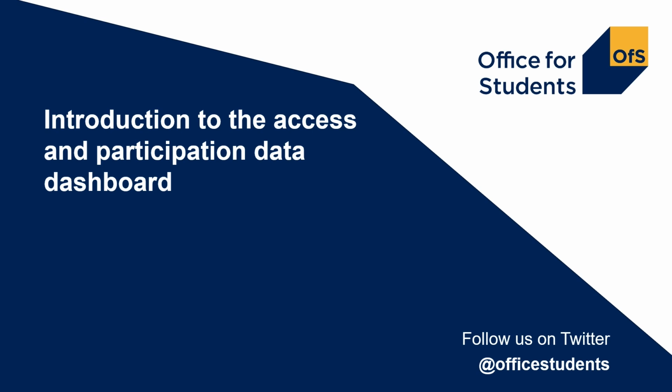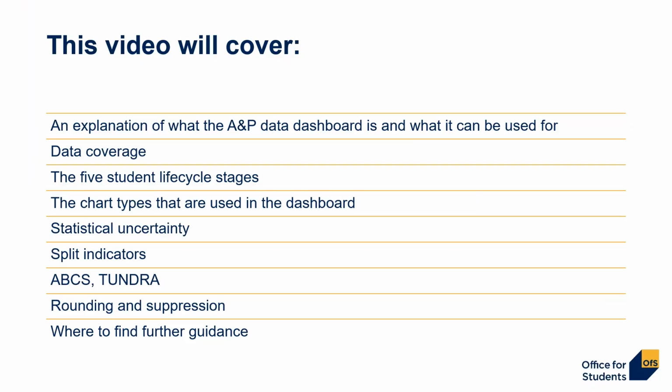Welcome to this Office for Students video tutorial that will provide information about the Access and Participation Data Dashboard and explain some of its key concepts. For a tutorial on how to navigate the dashboard, please watch the video How to Navigate the Access and Participation Data Dashboard. This video tutorial will cover an explanation of what the Access and Participation Data Dashboard is and what it can be used for, data coverage, the 5 student lifecycle stages, the chart types that are used in the dashboard, statistical uncertainty, split indicators, ABCs, Tundra, rounding and suppression, and where to find further guidance.